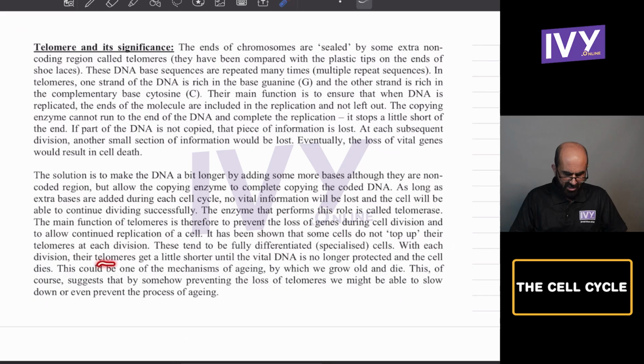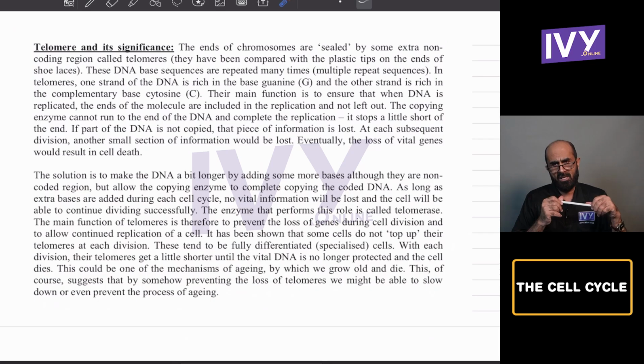With each division, their telomeres get a little shorter until the vital DNA is no longer protected and the cell dies. This could be one of the mechanisms of aging by which we grow older and die. This, of course, suggests that by somehow preventing the loss of telomeres, we might be able to slow down or even prevent the process of aging.